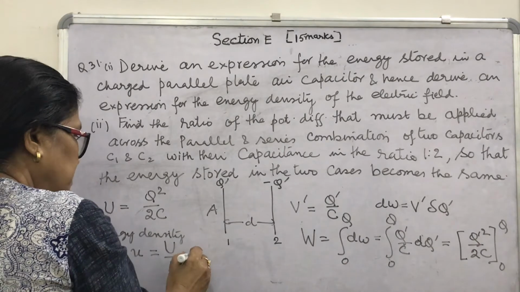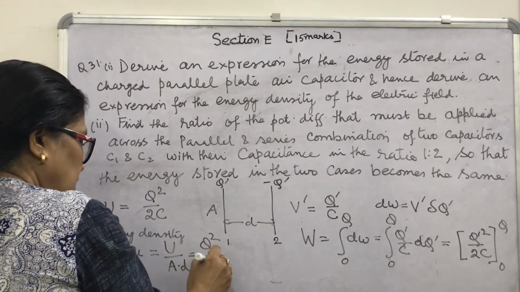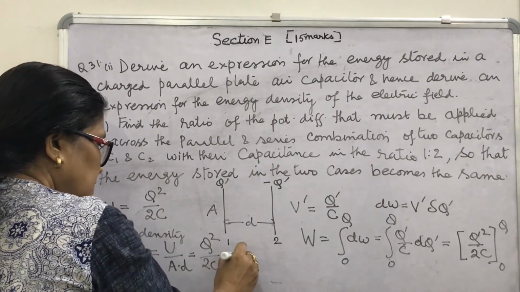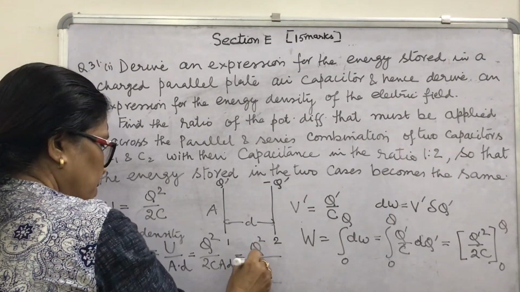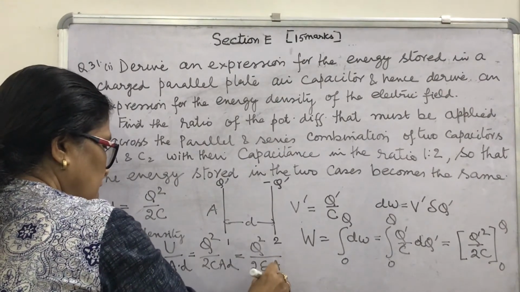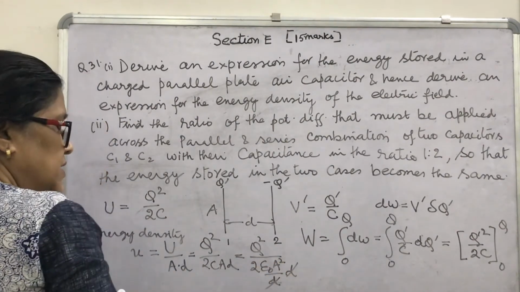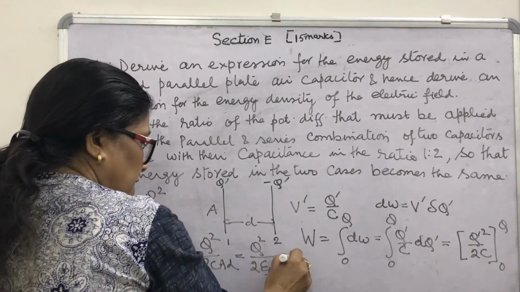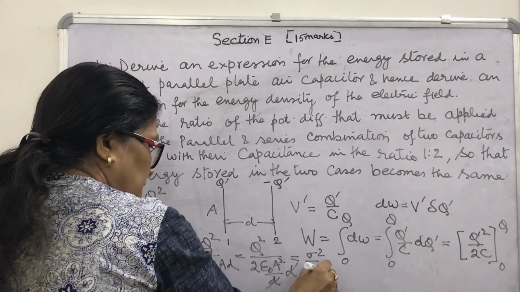Put the value, simple. This is Q square upon 2C into AD. What is the formula for capacitance of a parallel plate capacitor? Simply I am writing here Q square upon 2 epsilon naught A upon D into AD, and this A will make it A square and this D will be cancelled. What is Q by A? Surface charge density is sigma, so you can write it as sigma square upon 2 epsilon naught.